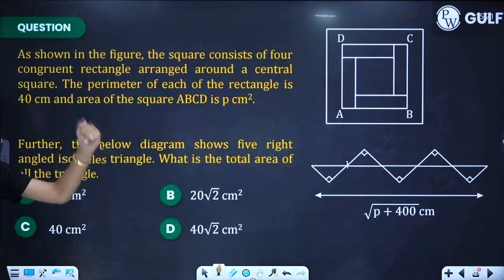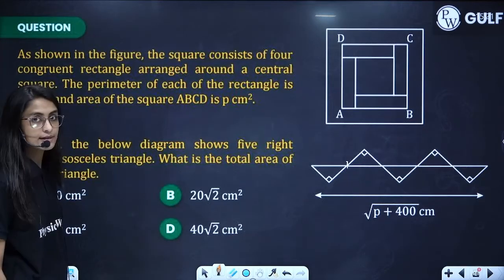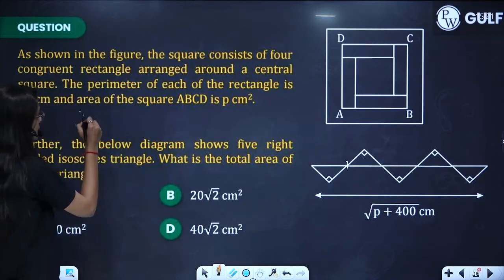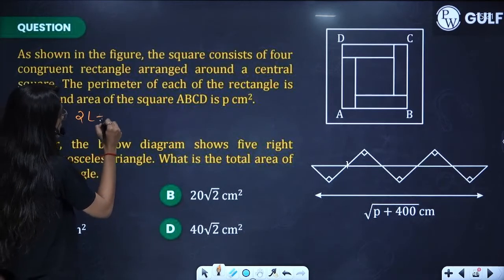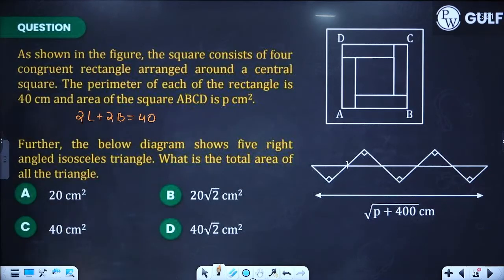First of all, let us solve the square. There are 4 congruent rectangles. The perimeter of each rectangle is equal to 40. What's the perimeter of the rectangle? We could see that 2L plus 2b is equal to 40. This is given to us, isn't it?